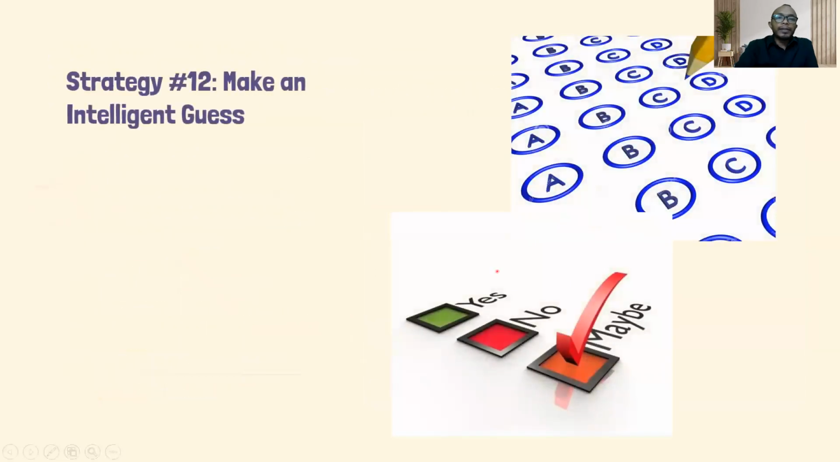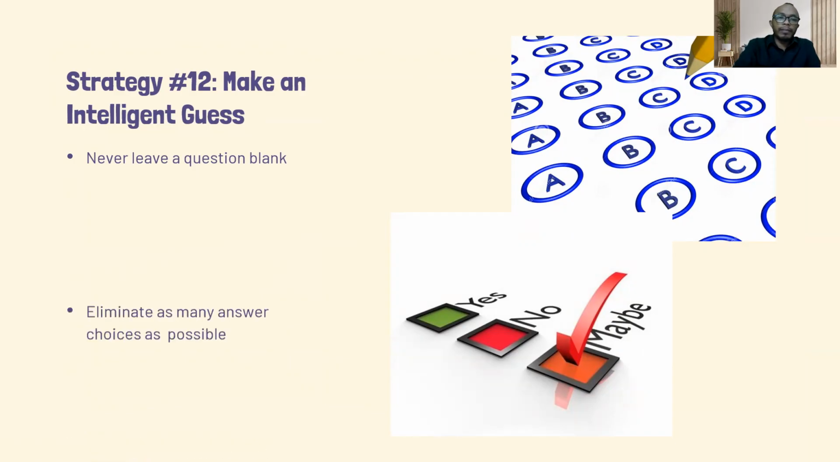Okay, the next strategy is to make an intelligent guess. Never leave a question blank. There is no penalty for wrong answers in the reading and listening sections of the TOEFL iBT. So the worst mistake, the biggest mistake you could make, is leaving a blank question. All right. So never leave any of the questions blank.